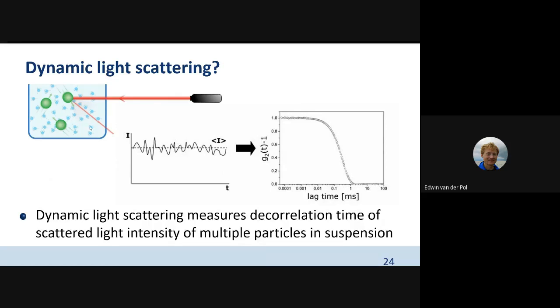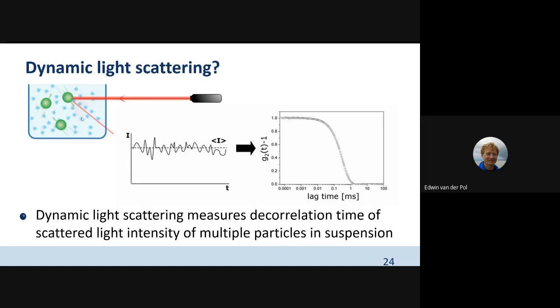Why? It's because all these particles are in liquid, and they are diffusing, they are moving, and the small vesicles move much faster than the larger vesicles because they are faster in diffusion. So if you look at the correlation or the decorrelation time of these fluctuations, you will see that the decorrelation time is much longer for larger particles and much shorter for smaller particles. So this gives you information about the size of the particles present in this sample.